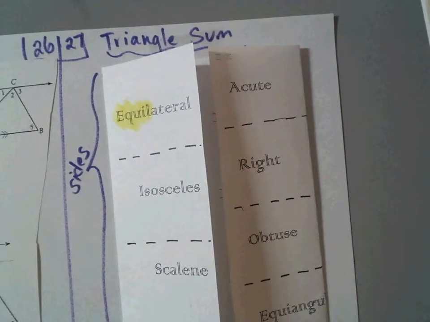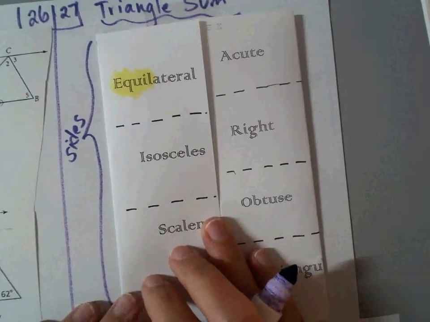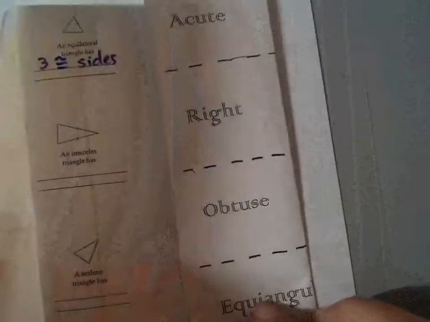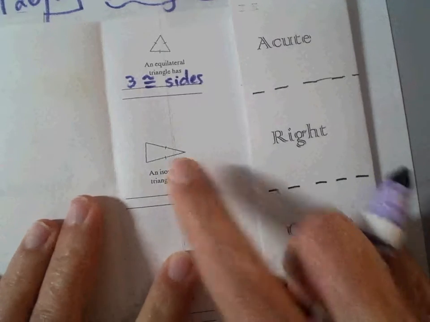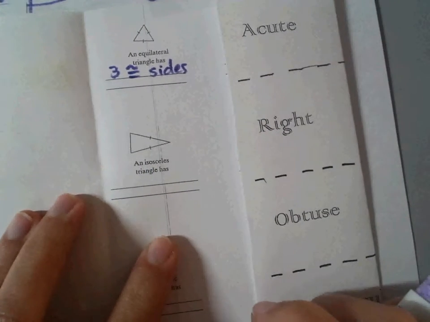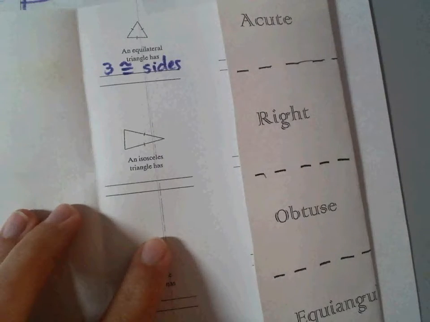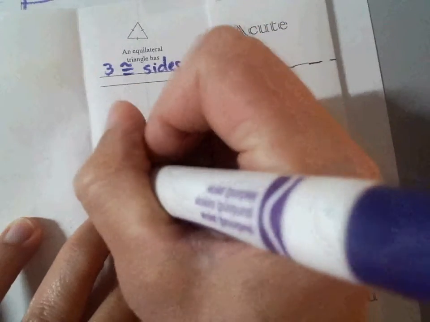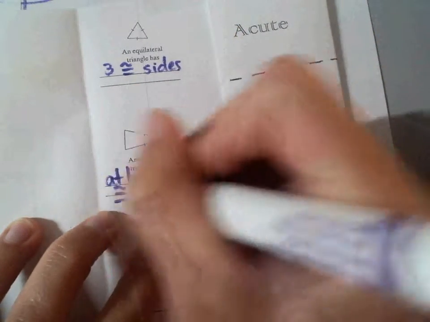Okay, next word is isosceles. If you have an isosceles triangle, look at your picture, it'll help you. Isosceles has how many? 2. Now, be careful here. I don't know why, but they get real picky with this definition. This is at least 2 congruent sides. So an isosceles triangle has at least 2 congruent sides.